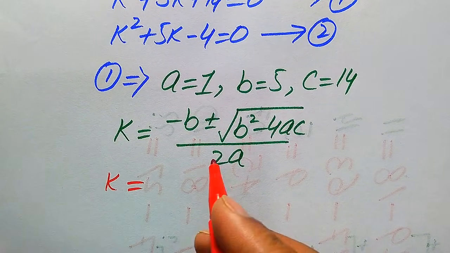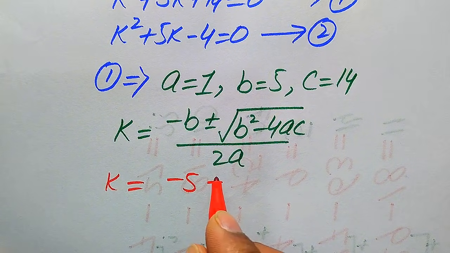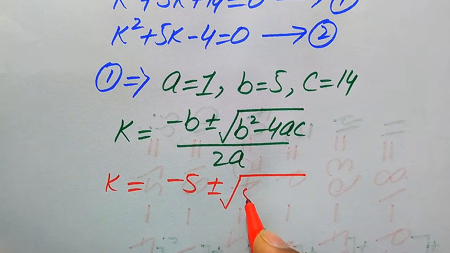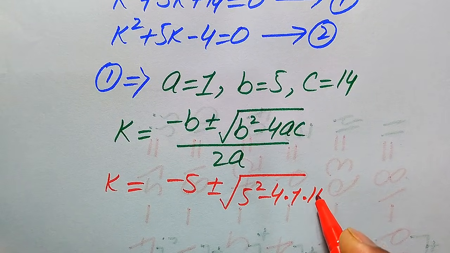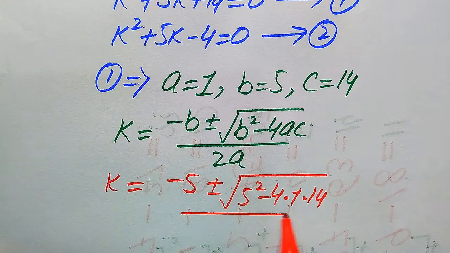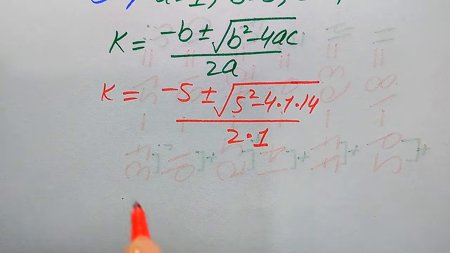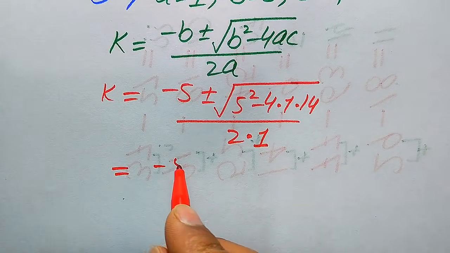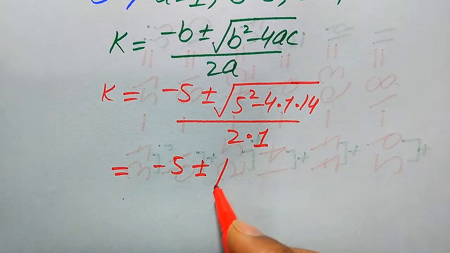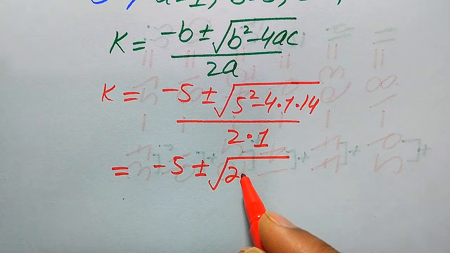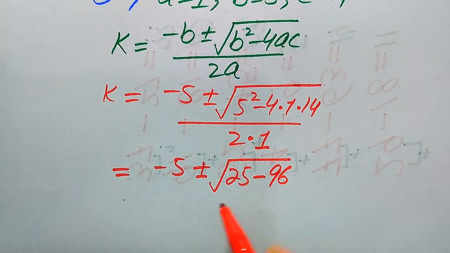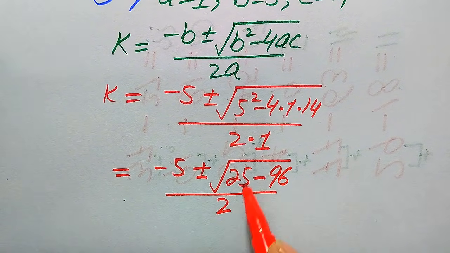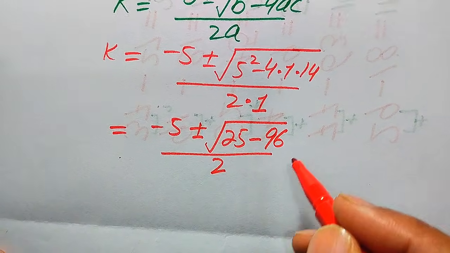Here we substitute the values of a, b, and c, and we get the values of k. We have minus 5 plus minus square root of 5 square minus 4 times a is 1 and c is 14, divided by 2 times a, and here our a equals 1. Here we need more simplification, and we get minus 5 plus minus, this 5 square becomes 25, and 4 times 14 becomes 56, divided by 2 times 1 equals 2.